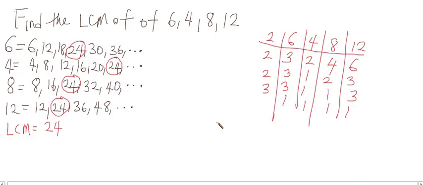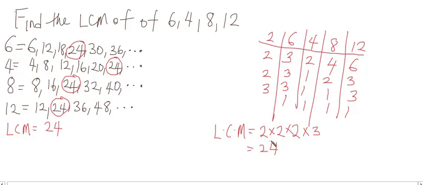So my LCM is going to be equal to 2 multiplied by 2 multiplied by another 2, multiplied by 3. So 2 multiplied by 2 is 4, by 2, 8, 8 times 3, that will give me 24. I prefer the branching method because it is faster and saves time.